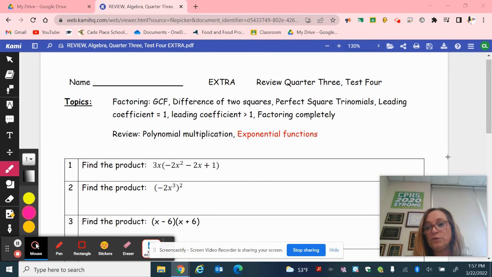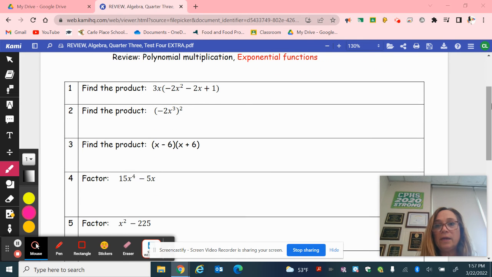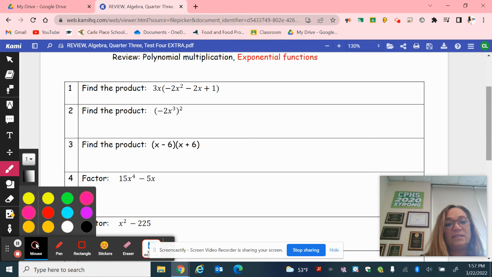Guys, I'm gonna do the review with you. All right, so keep in mind that factoring is the opposite of multiplying. You're like unmultiplying things. So all of this stuff, you can use one to check the other.